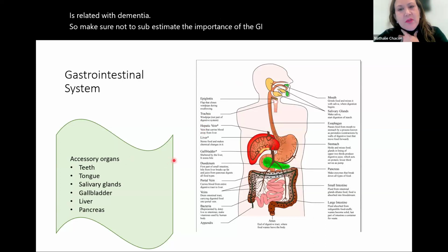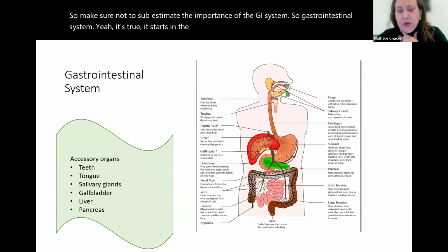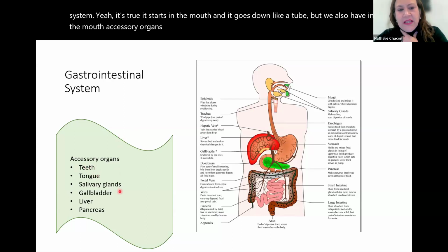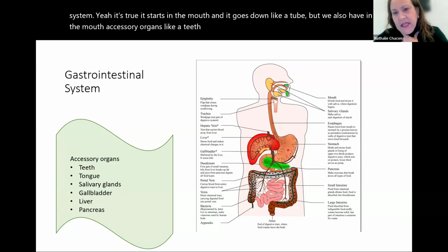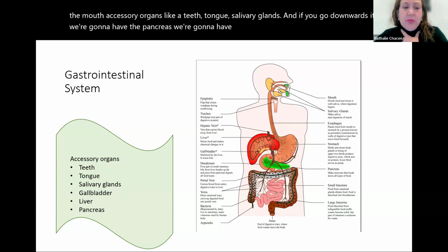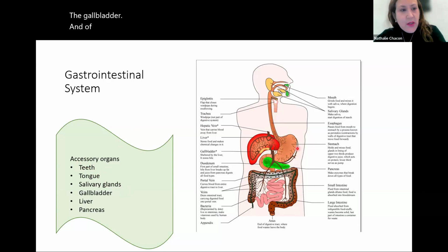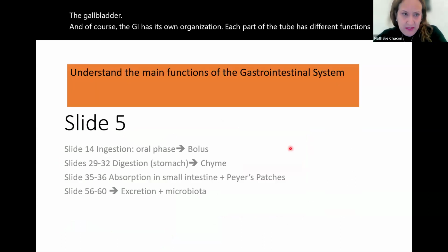So, the gastrointestinal system, yeah, it's true. It starts in the mouth and goes down like a tube, but in the mouth we also have accessory organs like the teeth, tongue, and salivary glands. If you go downwards, we have the pancreas, the liver, the gallbladder, and of course the GI has its own organization. Each part of the tube has different functions and different names.